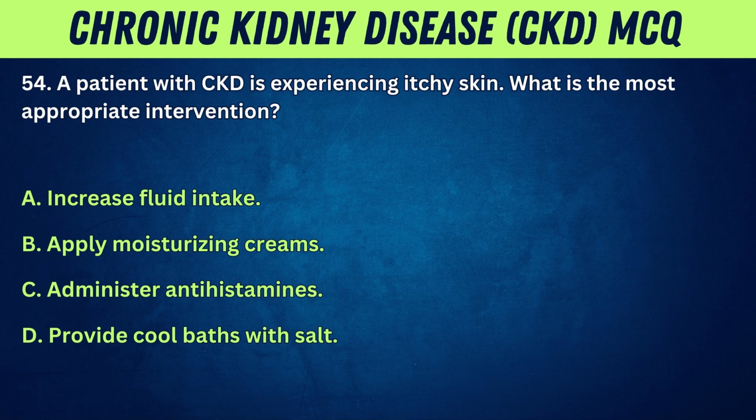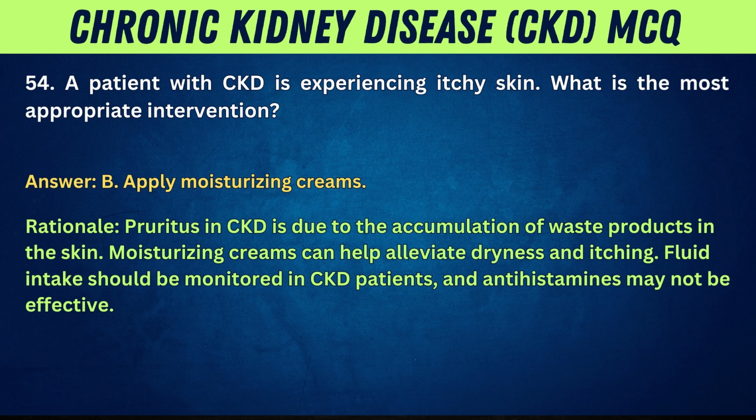54. A patient with CKD is experiencing itchy skin. What is the most appropriate intervention? A. Increase fluid intake. B. Apply moisturizing creams. C. Administer antihistamines. D. Provide cool baths with salt. Answer: B. Apply moisturizing creams. Rationale: pruritus in CKD is due to the accumulation of waste products in the skin. Moisturizing creams can help alleviate dryness and itching. Fluid intake should be monitored in CKD patients, and antihistamines may not be effective.